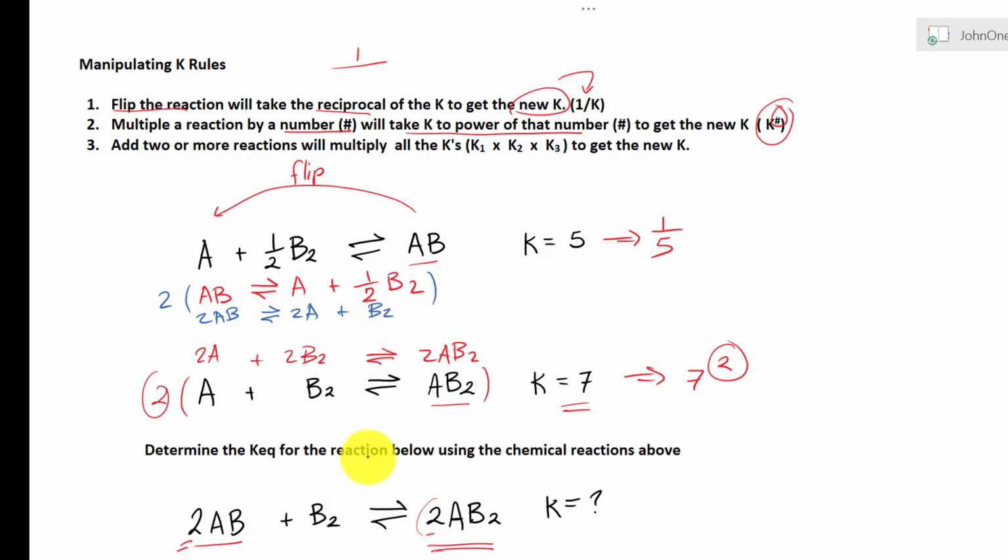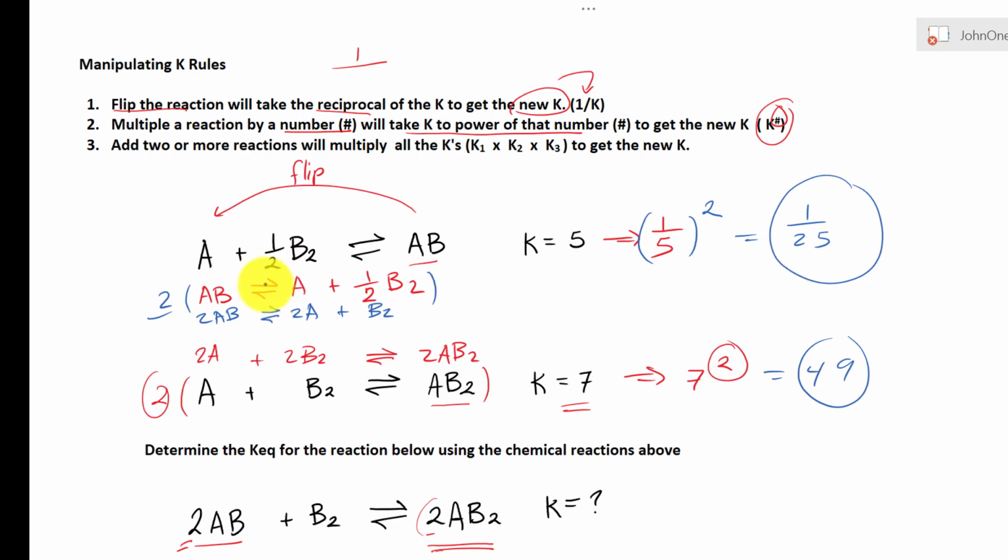So if I multiply that by 2, I would have to raise K to the power of 2, as we did over here. So now, what do we have? We have 1 over 25. So that's the new K, and this would be 49. So those are the changes that we have made to our K constant because of all the changes we made to the original reaction.